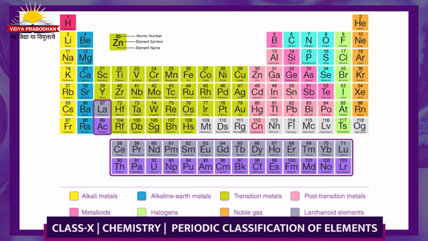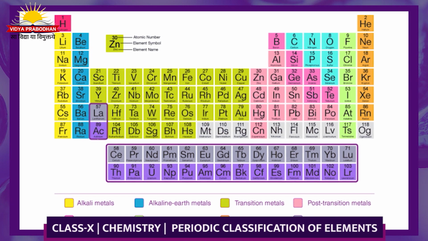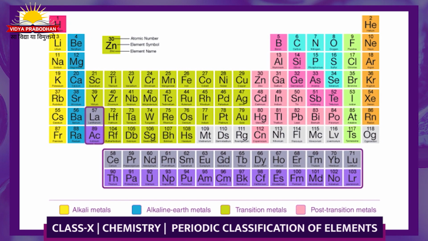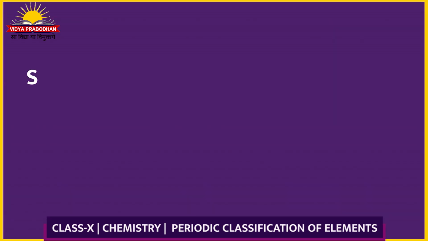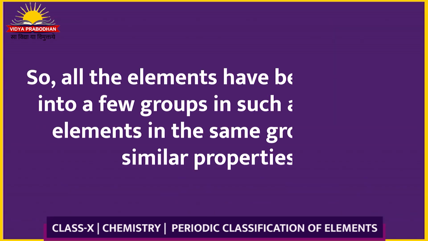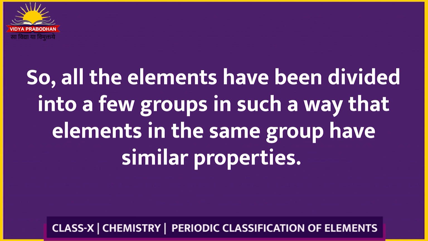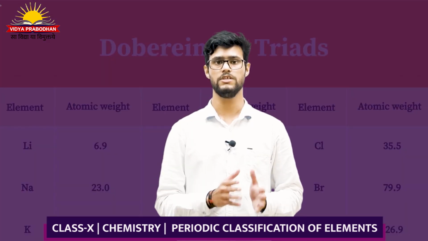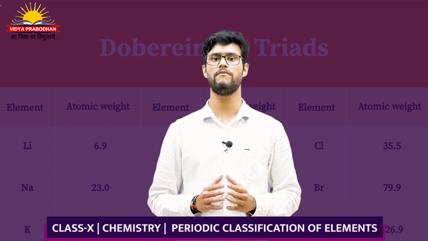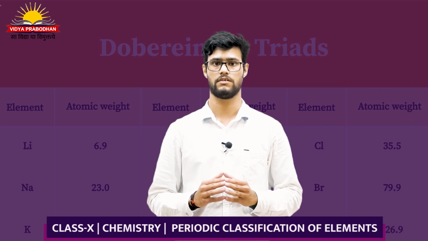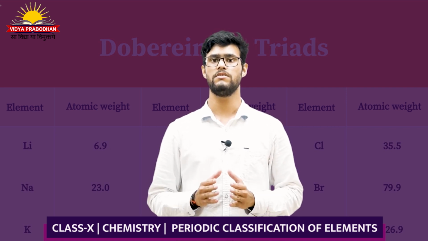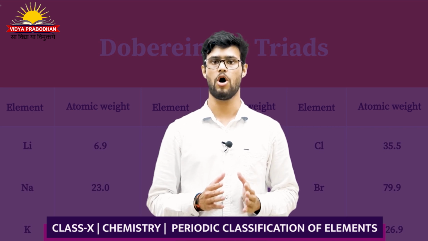There are 118 elements known at present, and it is very difficult to study the properties of all these elements separately. So, all the elements have been divided into a few groups in such a way that elements in the same group have similar properties. In this way, the study of a large number of elements is reduced to the study of a few groups of elements. This is the reason for the periodic classification of elements.